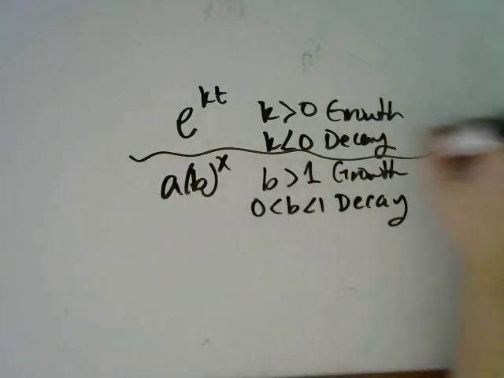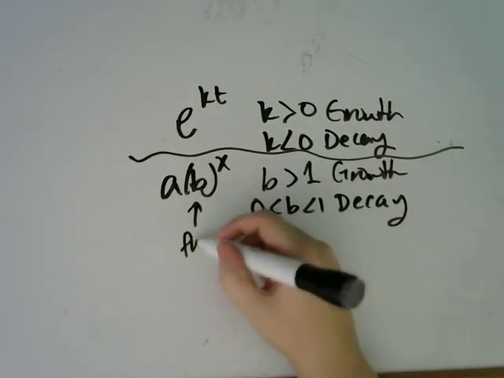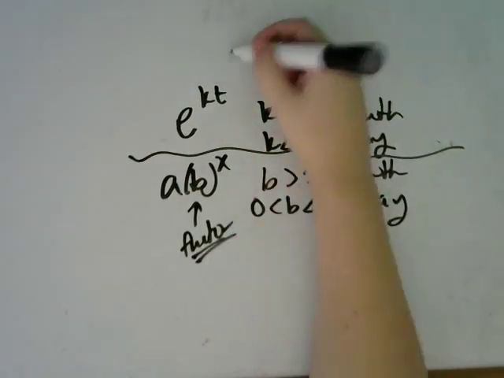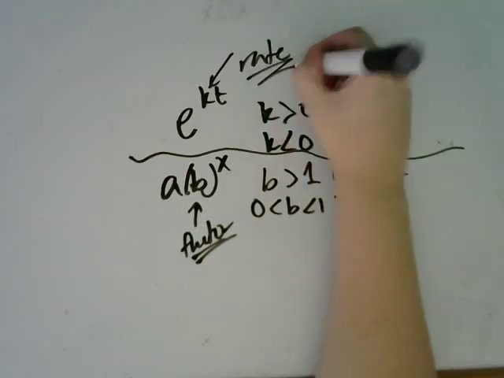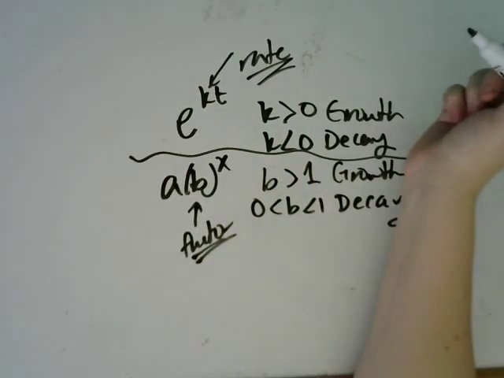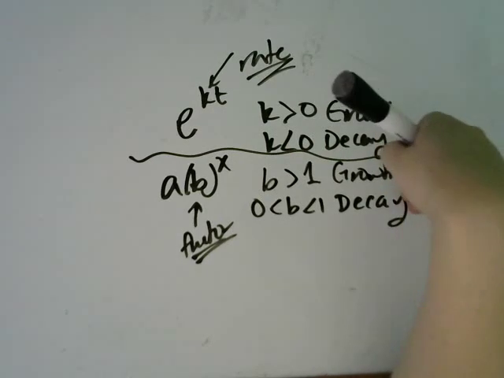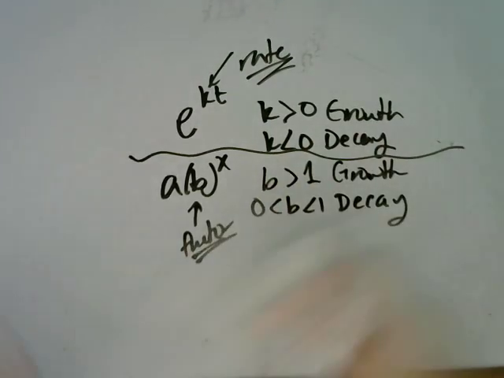And the big difference is that this represents a factor and this represents a rate. Let's take a look at a few decay examples to see the difference between growth and decay.